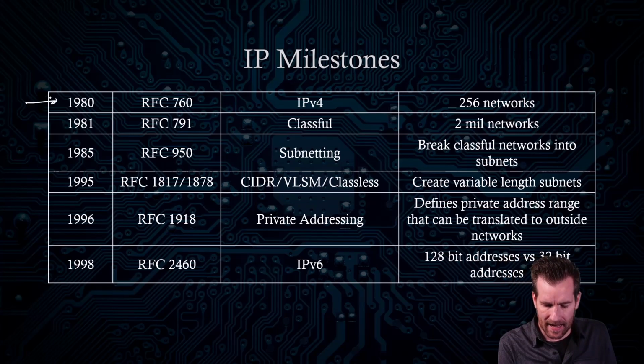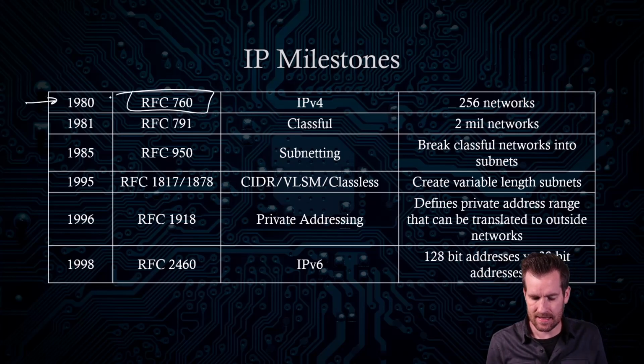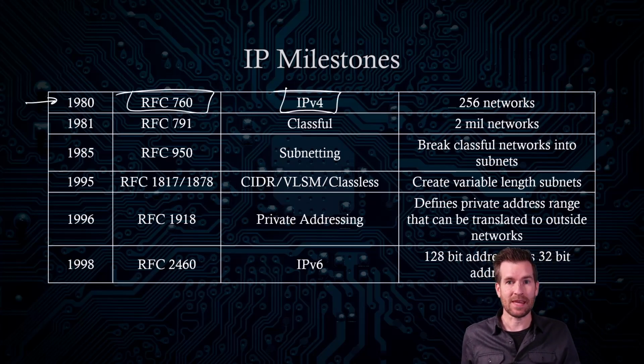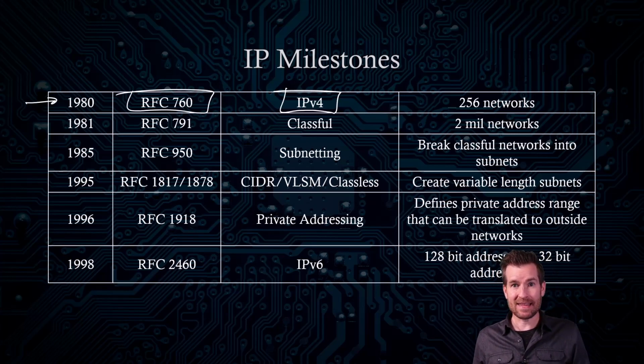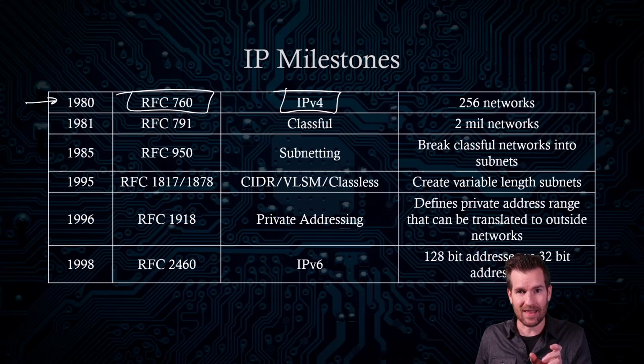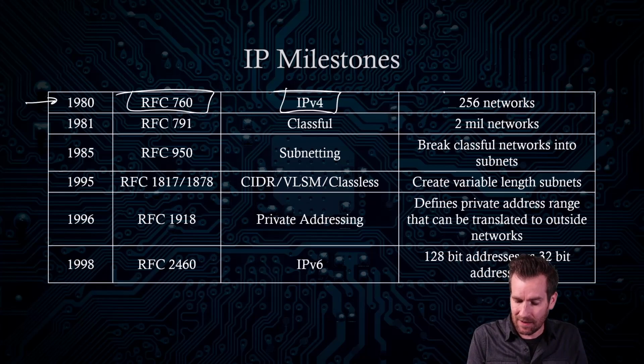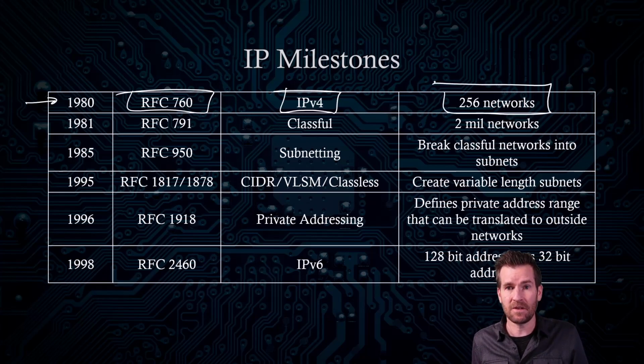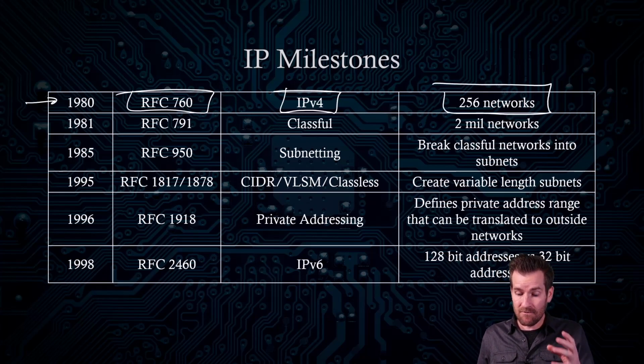Well, in 1980, RFC 760 defined what IPv4 looked like, what an IP address looked like. In the original IP address, just the first 8 bits represented the network. Well, it became very clear that that only provides us 256 networks, and that wasn't going to cut it. We needed more networks than that.